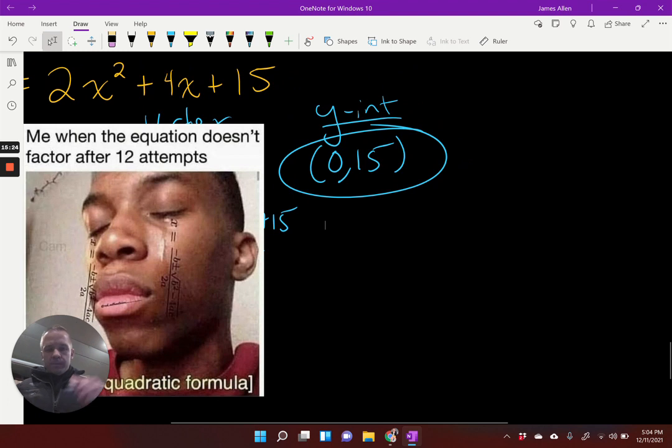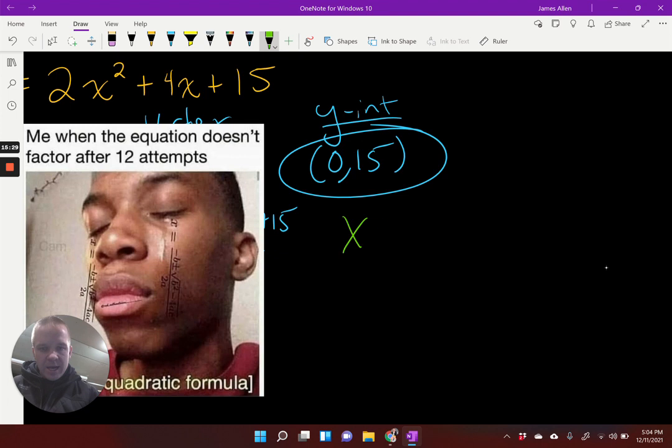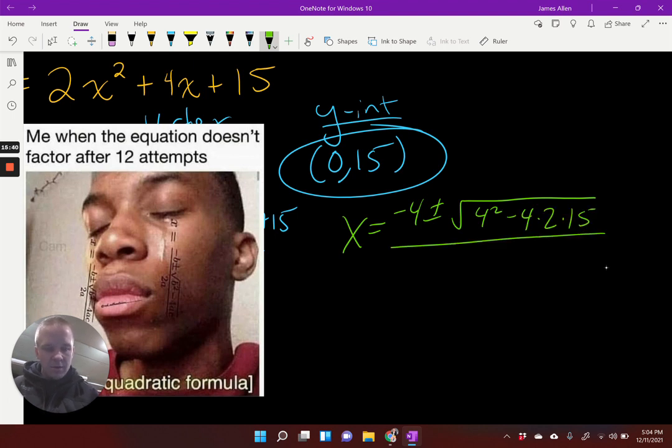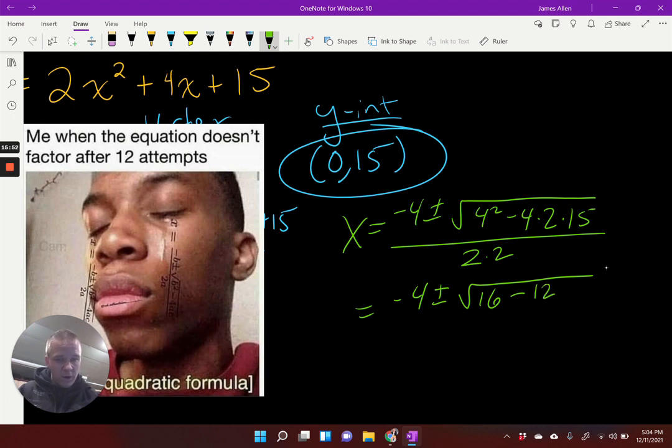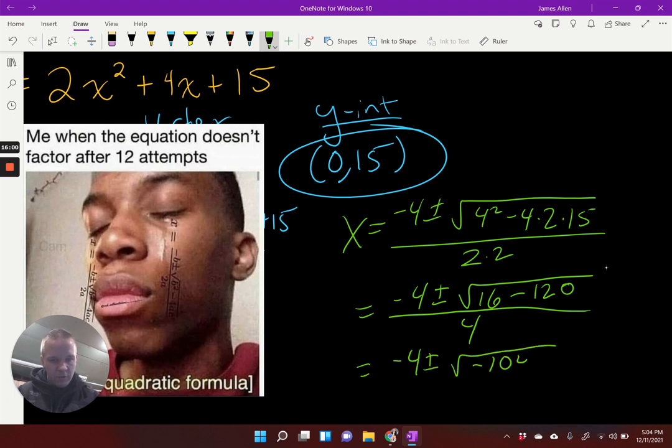All righty. So let's see here. We have the opposite of b. So x equals, I'm going to go different colors so it doesn't get lost. X equals the opposite of b plus or minus the square root of 4 squared minus 4 times a times c all over 2a. So 2 times 2. All right, so I get negative 4 plus or minus the square root of 16 minus, that's 30 times 4 is 120, all over 4. So I'm going to get negative 4 plus or minus the square root of negative 104 all over 4.